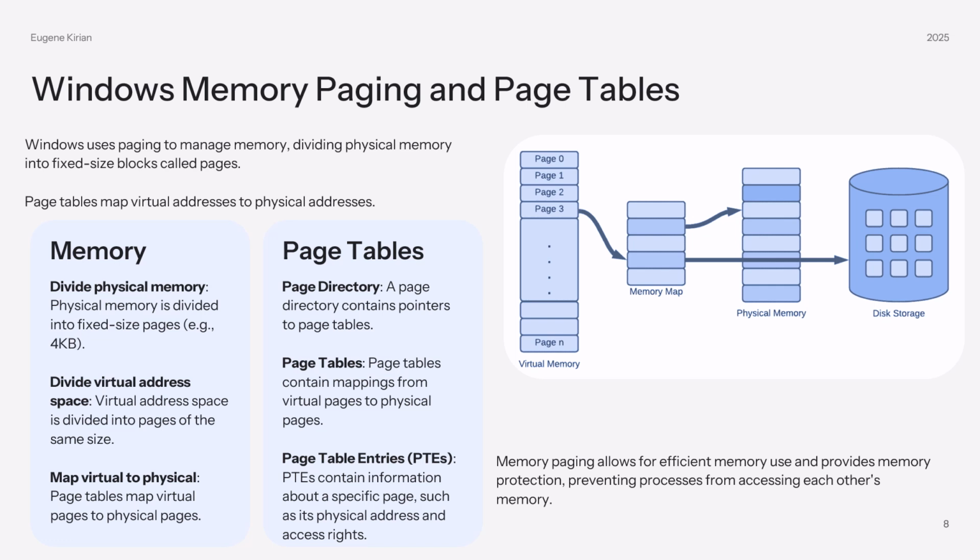There is a hierarchy. A page directory points to page tables, and those page tables contain mapping from virtual pages to physical pages. Each entry in the page table, known as a page table entry or PTE, contains important information about the page, like its physical address and access rights. This paging system allows Windows to use memory efficiently and provide crucial memory protection, preventing one process from snooping on another's memory. It's a fundamental aspect of how Windows keeps things running smoothly and securely.